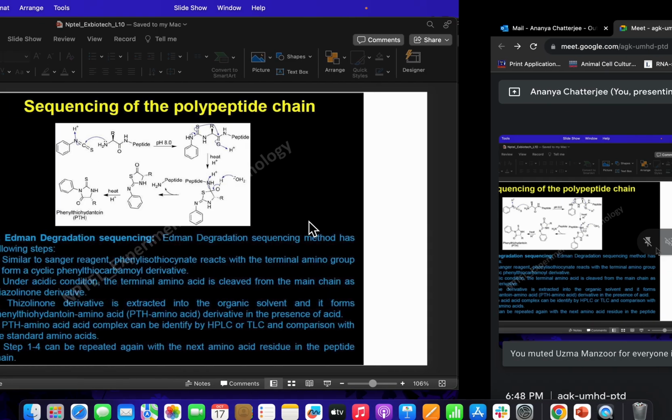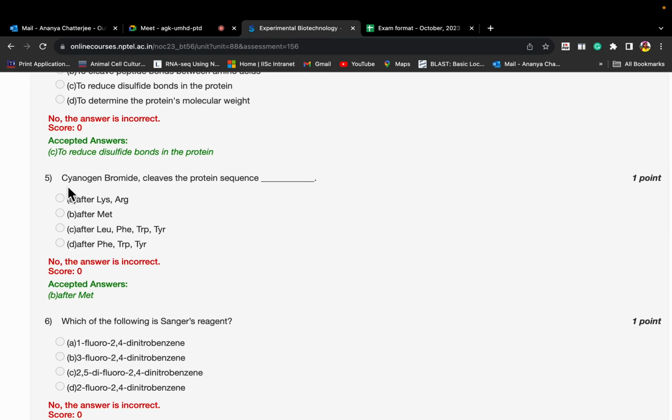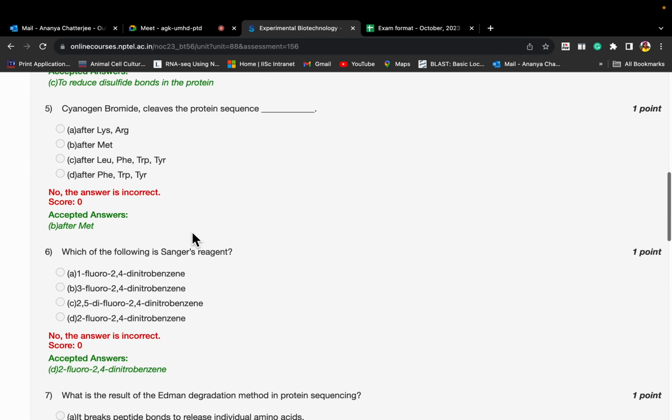So, we have covered this in previous class that cyanogen bromide cleaves the protein sequence after methionine.